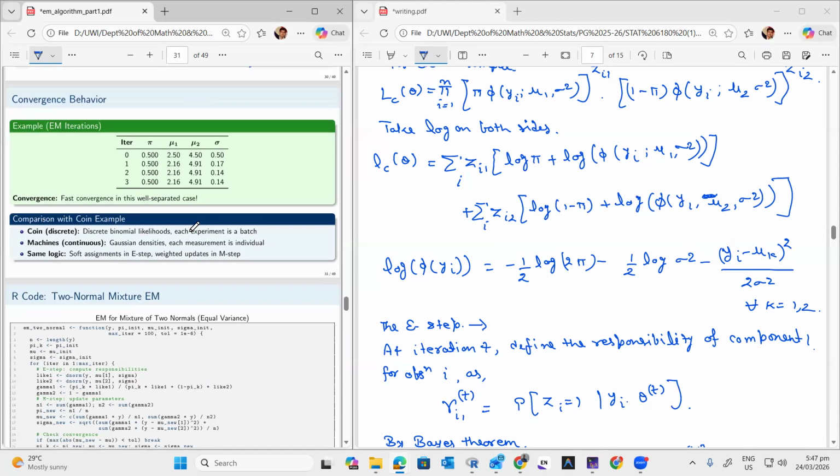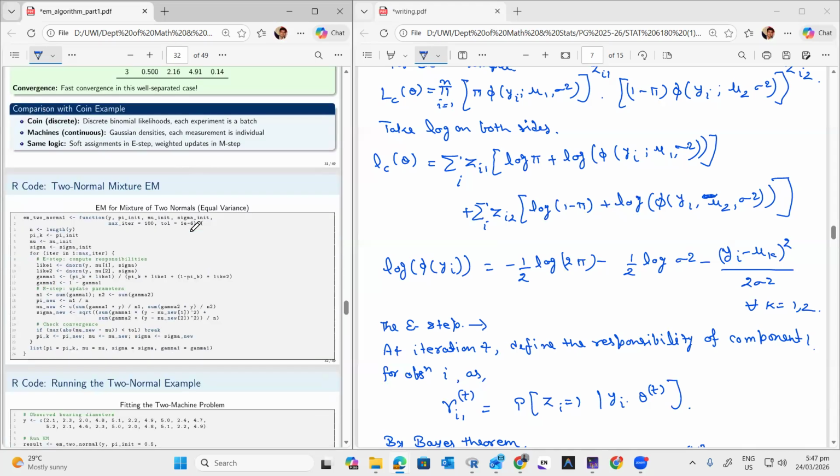After that, we have the R code for this that we will do in the next class. If you have any doubt, you can ask me right now.